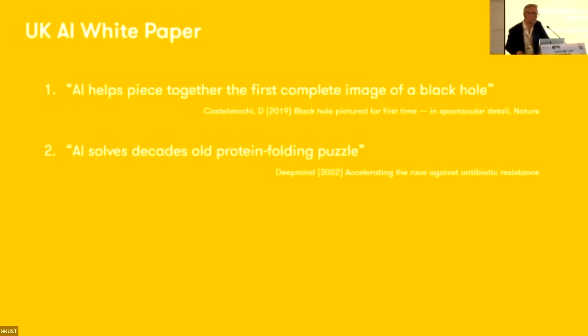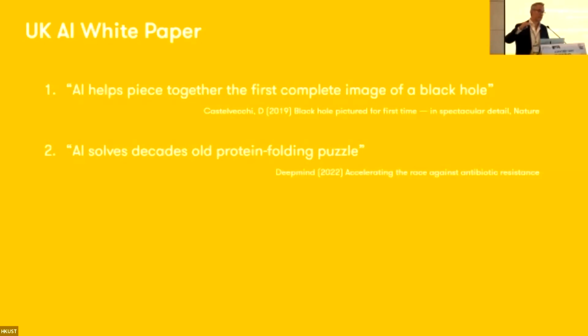This is the AI strategy for the next few years. And near the beginning of that paper, it lists a few examples of excellent results in AI, test cases that are superb. The first: AI helps piece together the first complete image of a black hole. The second: AI solves a decades-old protein folding puzzle.